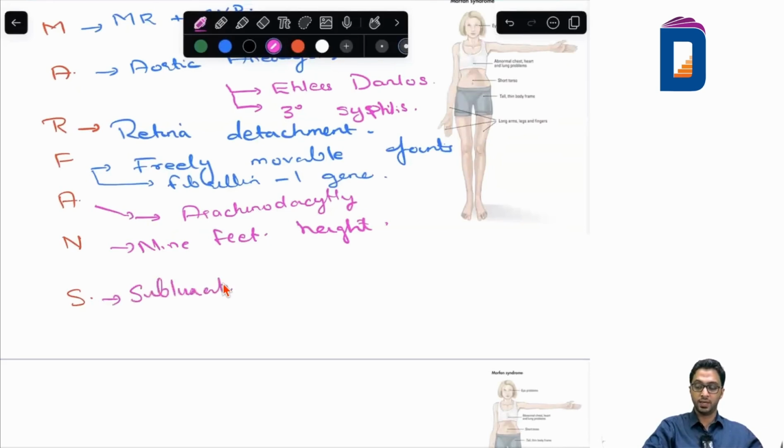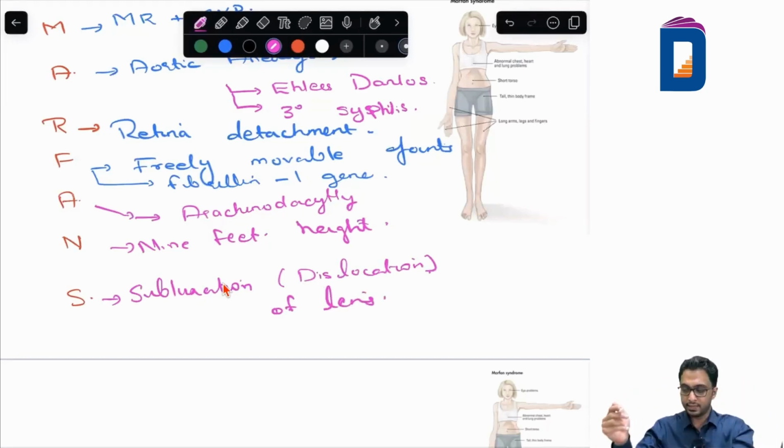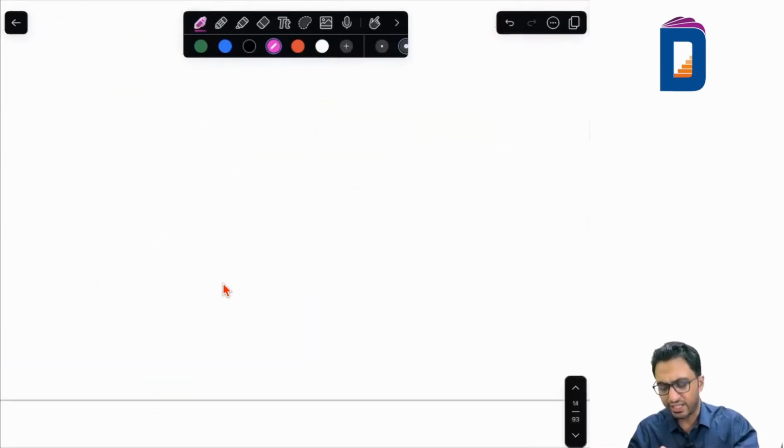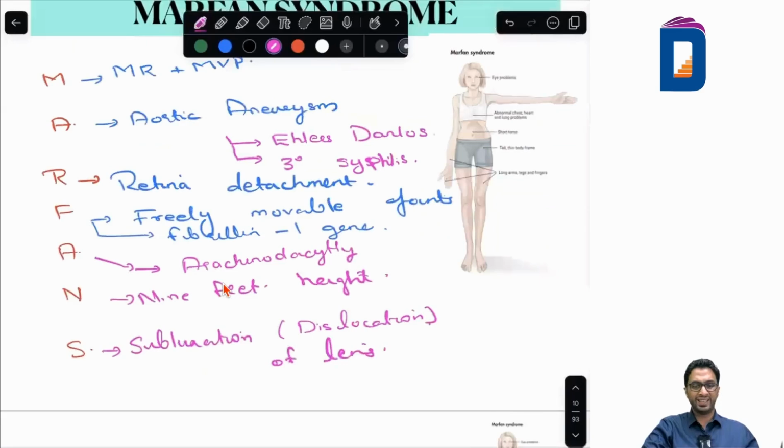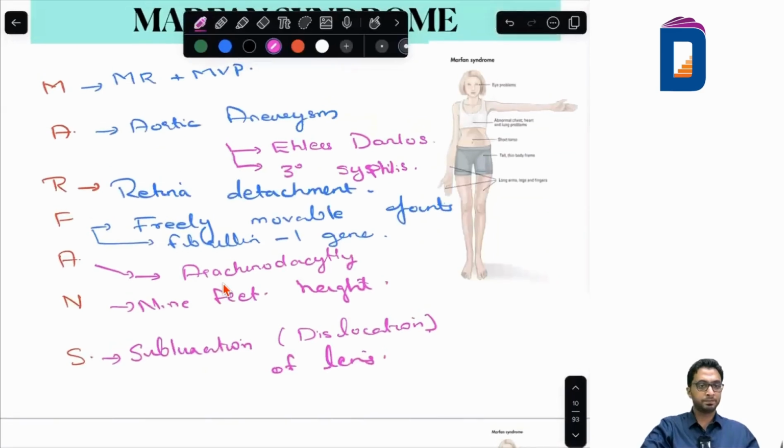Next is subluxation. Not TMJ, we'll see subluxation of TMJ in another lesion. This is the subluxation or dislocation of your lens. They can use two terms: dislocation or subluxation of the lens of your eye. I'll show you a picture of that lens being displaced into the anterior chamber of the eye. Later I'll show you, no problem.